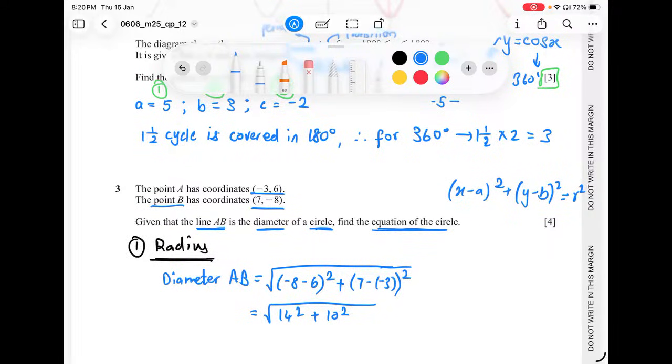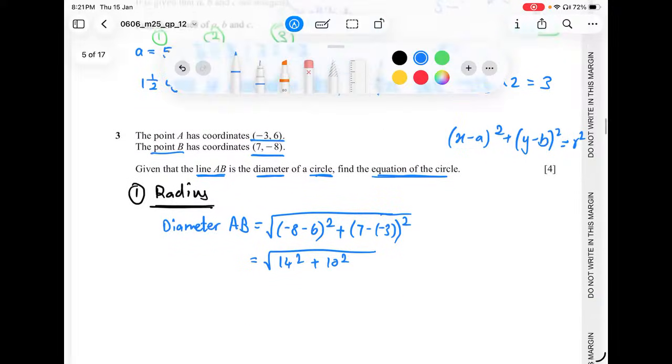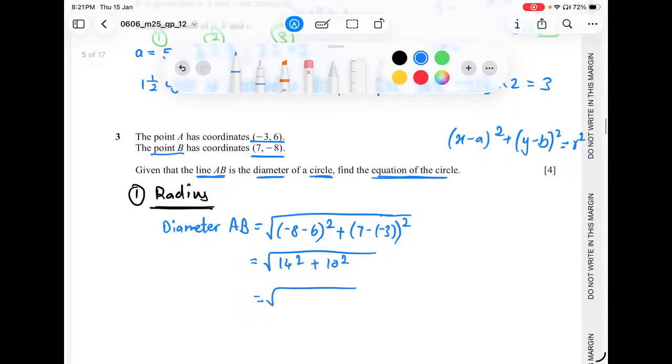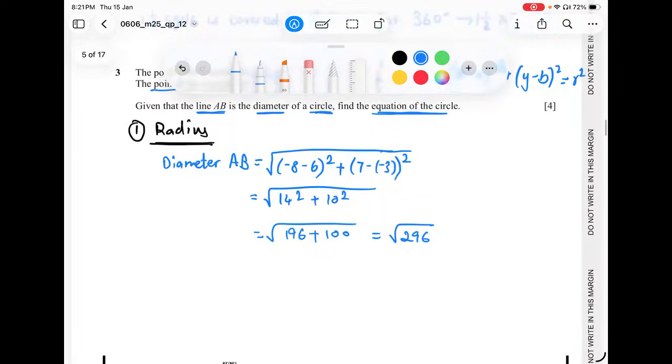How did we get the 10? 7 minus -3 will be 7 plus 3, which is 10. So from that you can just do it: 196 plus 100 is equal to 296. Since the square root of 296 is not an exact value, you can just leave it as it is, and then find the radius from it.